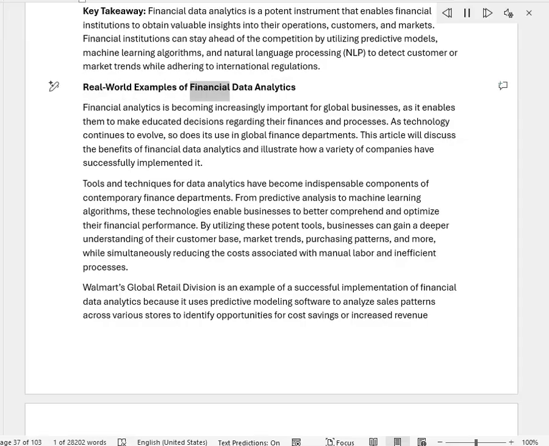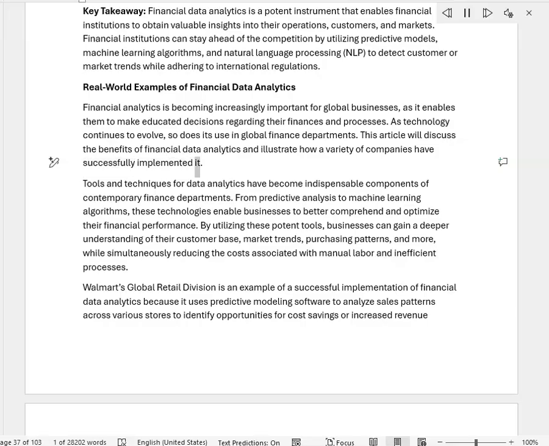Real-world examples of financial data analytics. Financial analytics is becoming increasingly important for global businesses, as it enables them to make educated decisions regarding their finances and processes. As technology continues to evolve, so does its use in global finance departments. This article will discuss the benefits of financial data analytics and illustrate how a variety of companies have successfully implemented it.